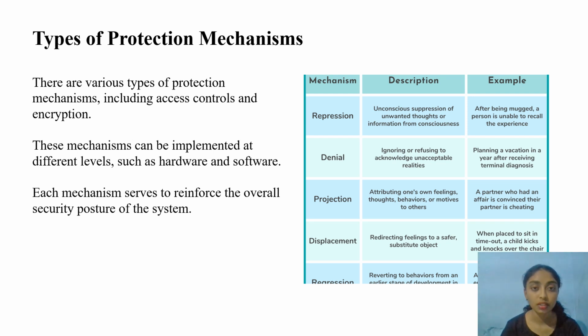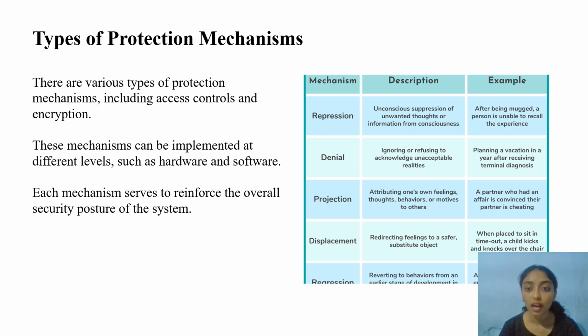Types of protection mechanisms. There are various types of protection mechanisms, including access controls and encryption. These mechanisms can be implemented at different levels, such as hardware and software. Each mechanism serves to reinforce the overall security posture of the system. It is subdivided into three parts, that is mechanism, description, and the examples of the protection mechanisms.